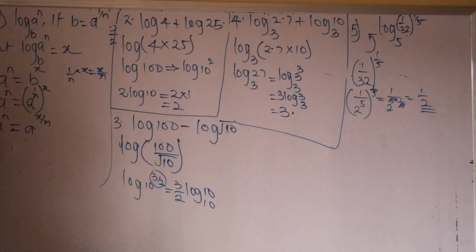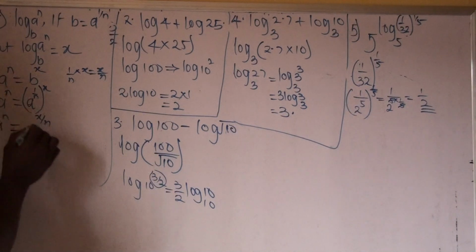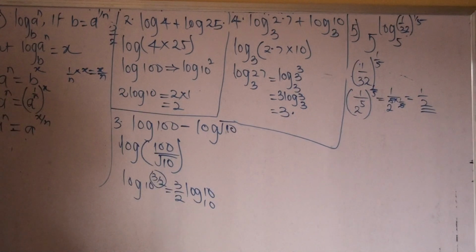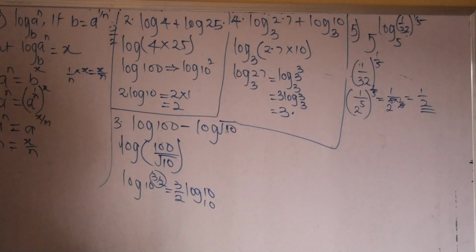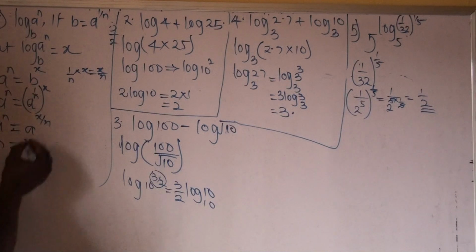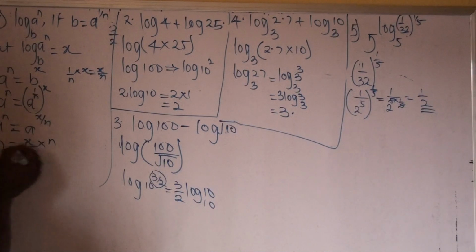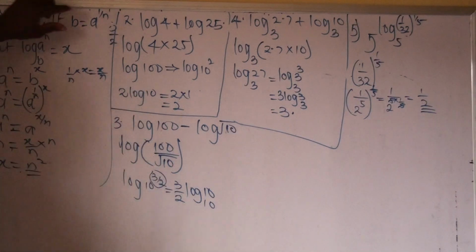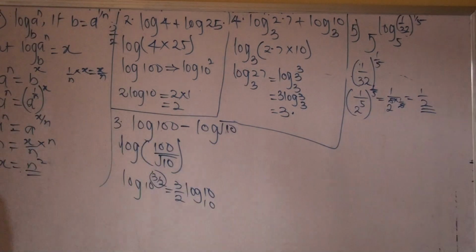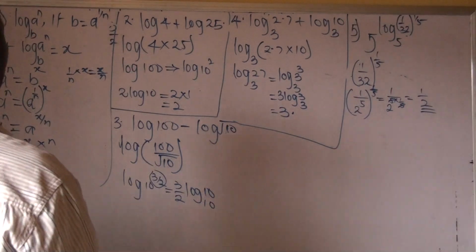And once we are here, look at the base, they are the same. We have nothing to do with the base. All we need to do is to compare the powers. The power on the left hand side is n, and on the right hand side is x over n. We are looking for x, so we multiply both sides by n. This will become n times n, so that x will become n squared. So the value of this logarithm is n squared.